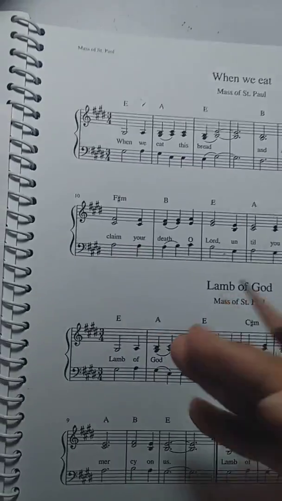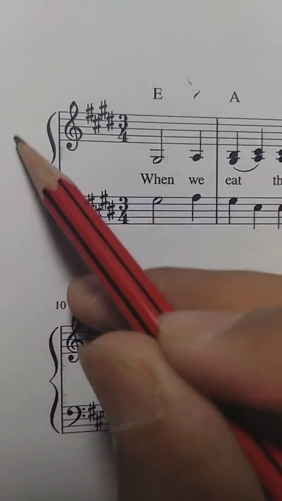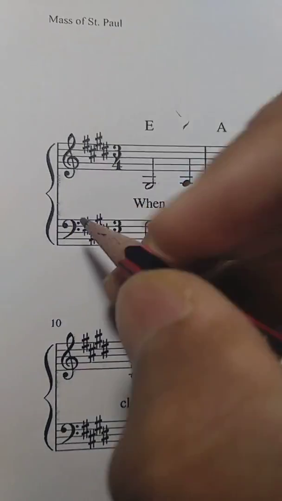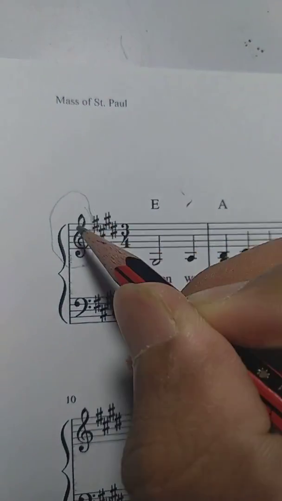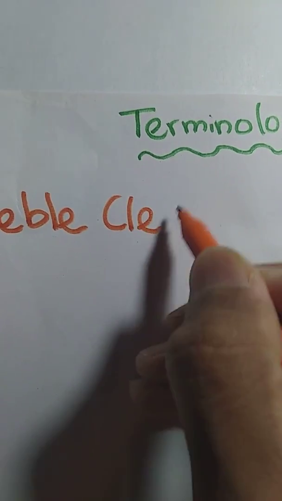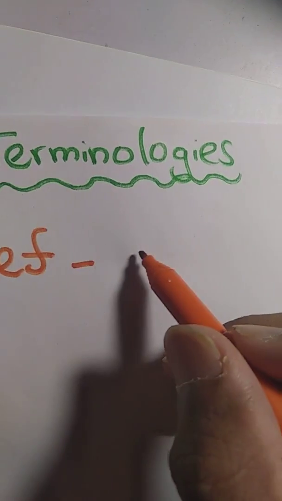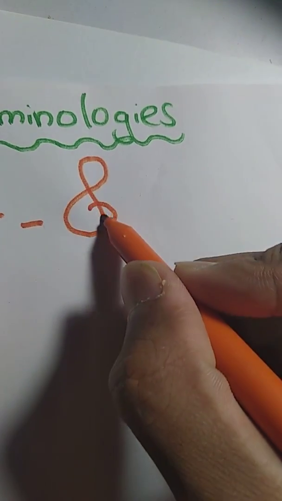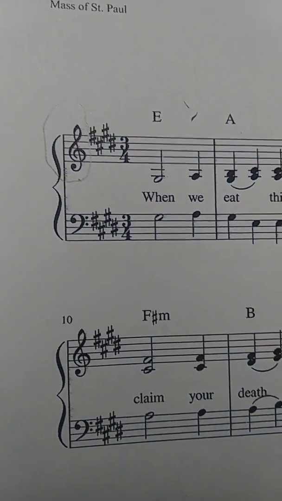So let's break the basics down. If you see this whole part and this whole part, first you see this thing, which is called the treble clef. Yes, it's the treble clef. If you want to draw that, it goes like this. Yes, this is the treble clef. So let's break down the second thing.